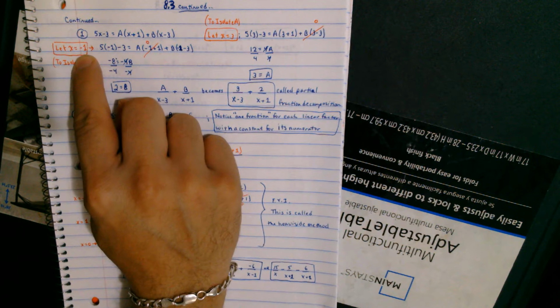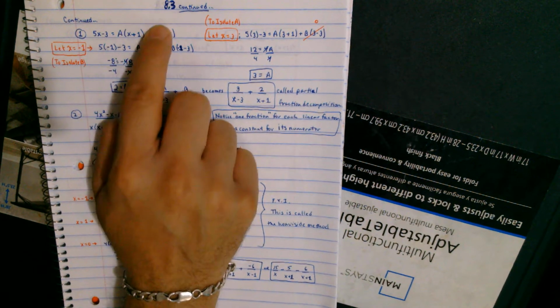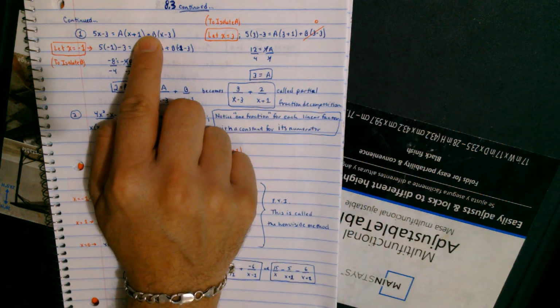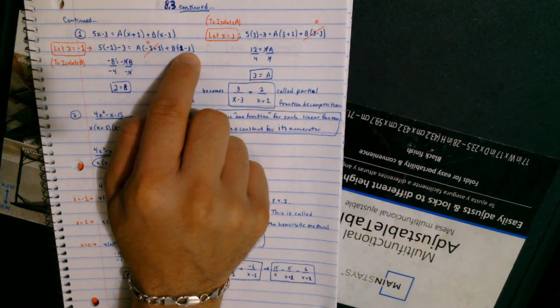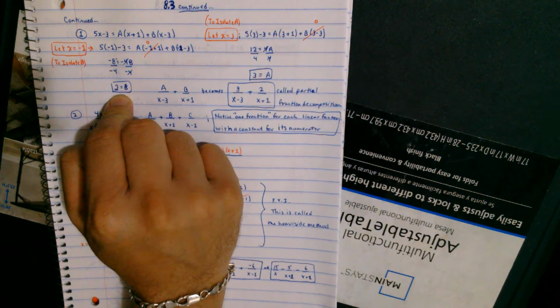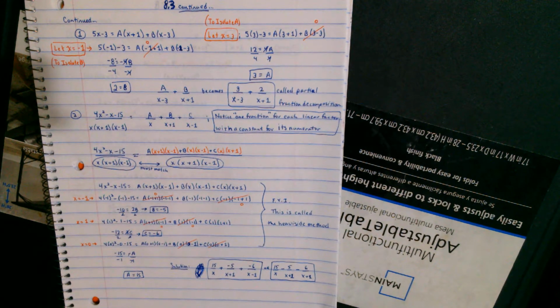So if I pick -1, I plug -1 here, -1 here, -1 here for x. Notice that a disappears because 0 times anything is 0. This is -4. This is -8. So -8 equals 4b. Just solve for b very quickly by dividing by -4.